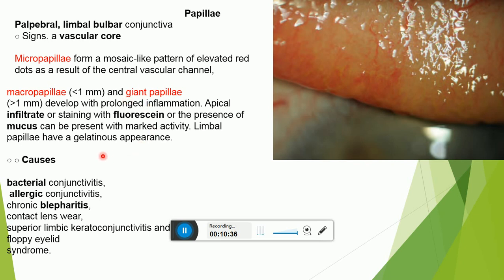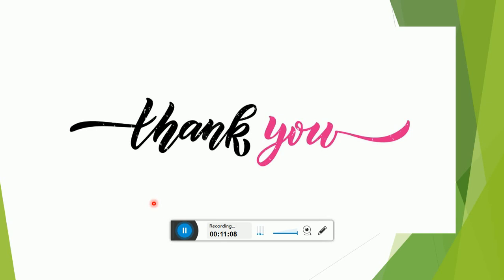Now, what are the causes of papillae? The first cause is bacterial conjunctivitis. Another cause is allergic conjunctivitis, chronic blepharitis, contact lens wear, superior limbic keratoconjunctivitis, and floppy eyelid syndrome. So in bacterial there are papillae and in viral there are follicles. Thank you very much.